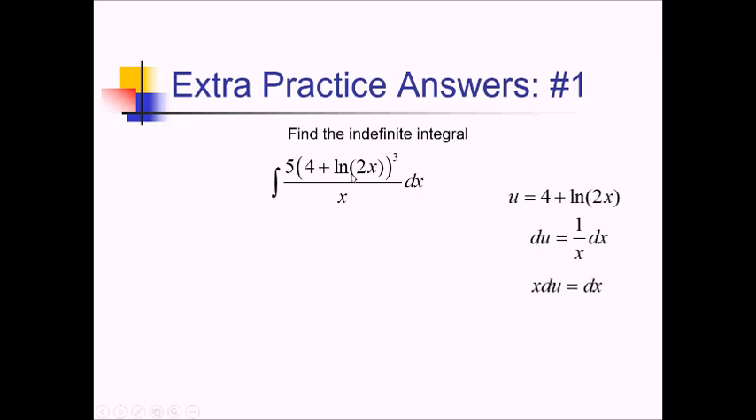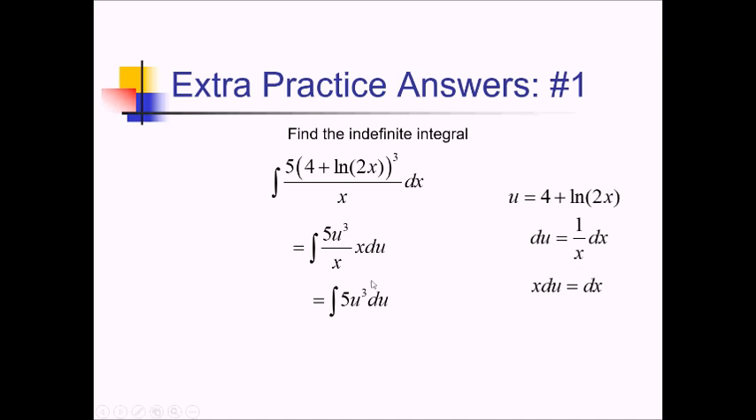Going back and doing some substitution, we can write this as 5 times u cubed over x. And now instead of dx, we have x du. These x's are going to cancel, so that's just 5u to the third. There's no e in there.